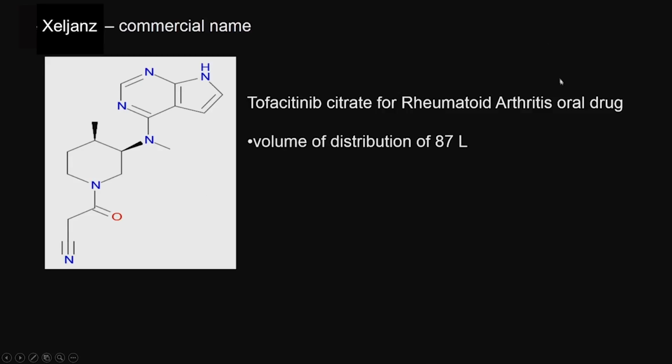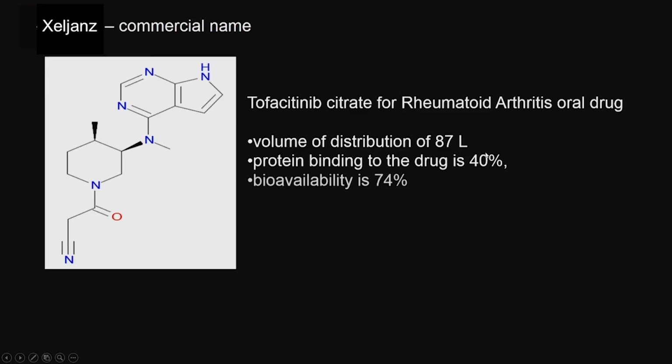The volume of distribution is 87 liters. That means it gets distributed in the blood as well as in some tissues. When you have a very large volume of distribution inside the body, the concentration of the drug goes down, so the effective concentration is much less. The drug binds to protein by about 40%, and its bioavailability is about 74%.